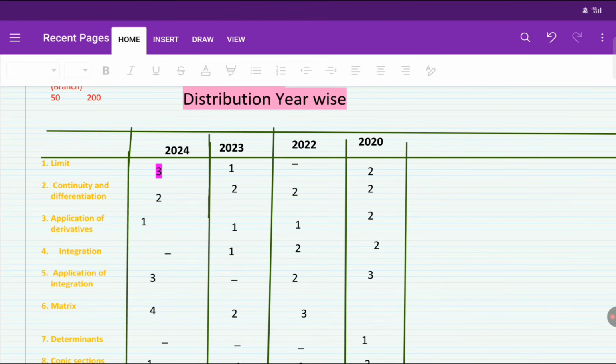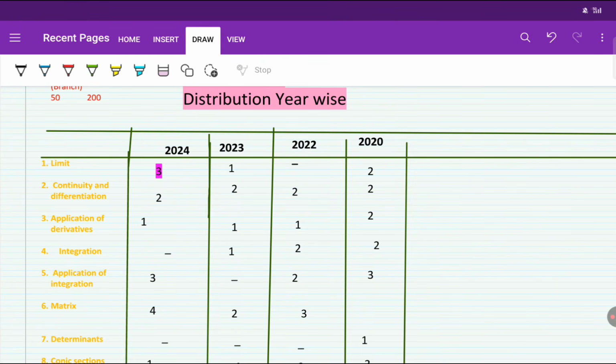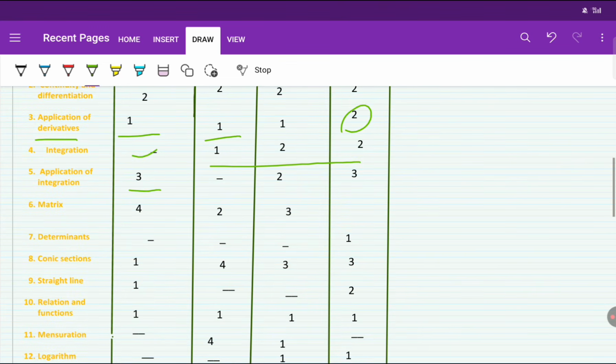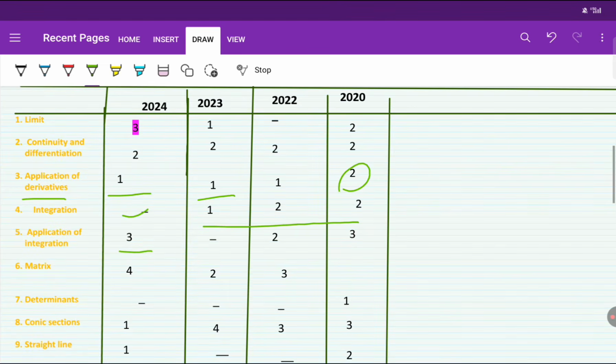You can take this. Okay, now application of derivatives. From application of derivatives, one question was asked in 2024, and in 2023 one question was asked. In 2022 2 questions were asked. Integration: in 2024 no questions were asked. You can see application of integration 3 questions were asked. In 2023 no questions were asked. In 2022 2 questions were asked.